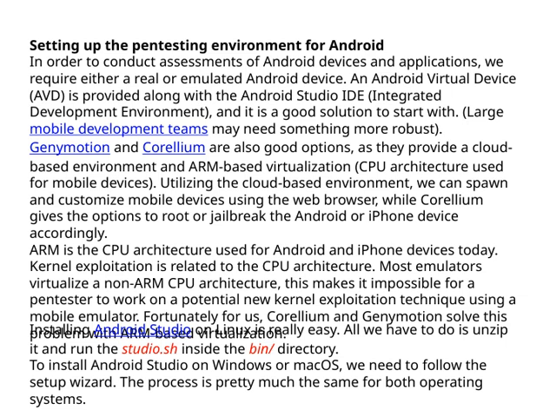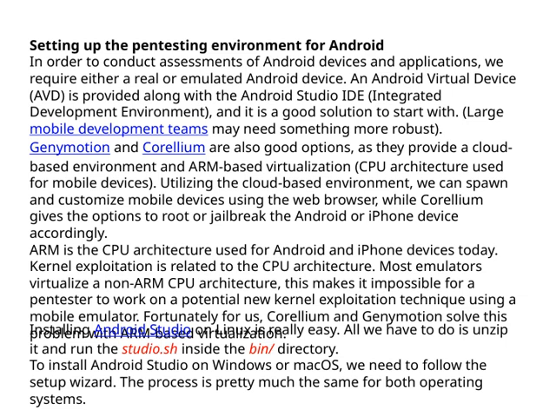Corellium, in particular, allows us to root or jailbreak devices like Android or iPhone, which can be crucial for certain security assessments. The virtualization of ARM architecture is a significant advantage because most emulators virtualize different CPU architectures, which limits our ability to test kernel exploits effectively. Fortunately, both Corellium and Genymotion address this issue by providing ARM-based virtualization, enabling more realistic testing environments.